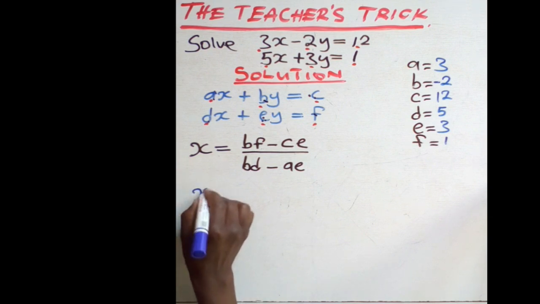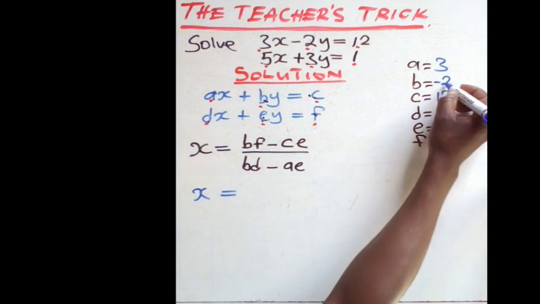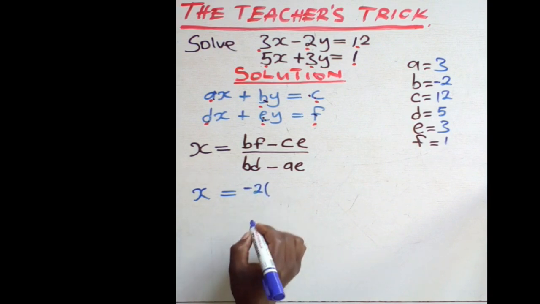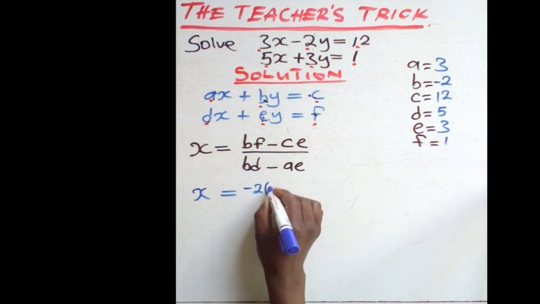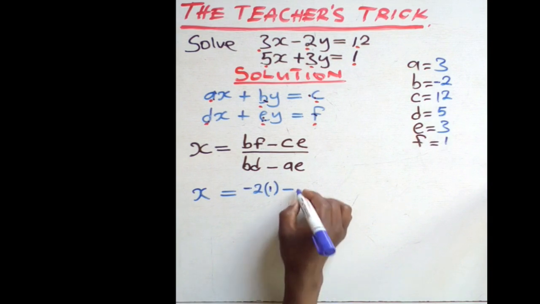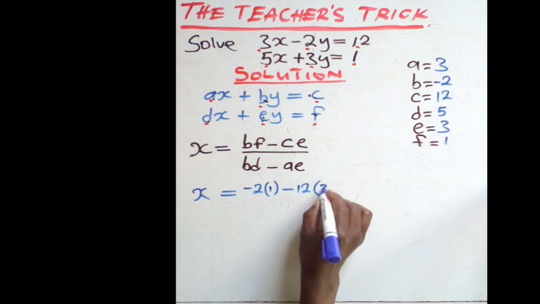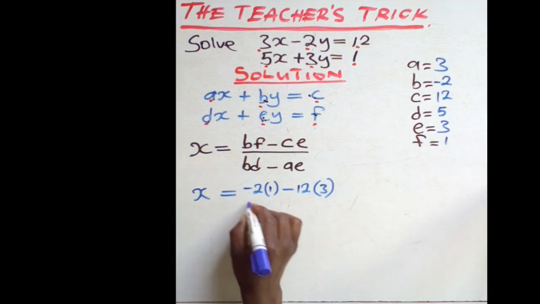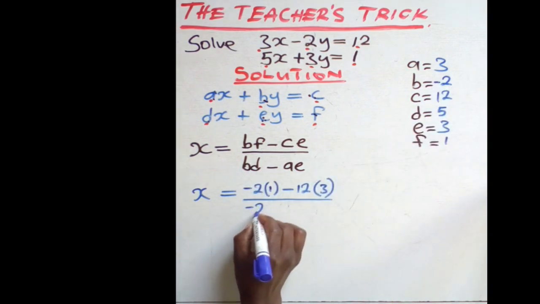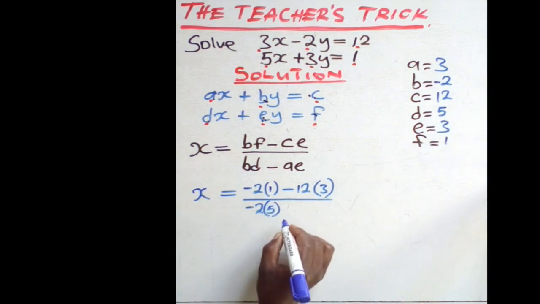So to substitute for x, we are saying this is equal to bf. What is b? It's that negative 2. So we have a negative 2 times f, what is f? It's this 1. Then minus, what is c? c is that 12. So we have a 12 times e, what is e? e is that 3. Over, what is b? b is this negative 2. What is d? d is that 5.